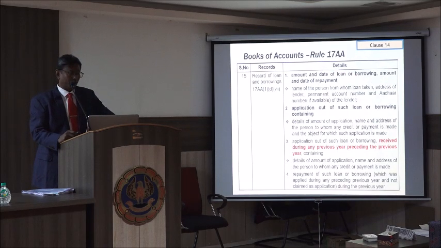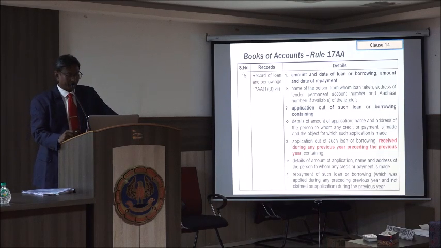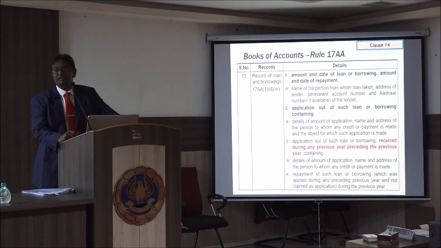Record of loan and borrowings. See the amount and date of loan or borrowing, amount and date of repayment, name of the person from whom the loan is taken, address of the lender, permanent account number and Aadhaar number if available for the lender. Application out of such loan or borrowing, containing the details of amount of application, name and address of the person to whom any credit or payment is made, and the object for which such application is made. Application out of such loan or borrowing received during any previous year preceding the previous year, containing these details. So எல்லாத்துக்கும் details அப்படி போயிட்டே இருக்கு.